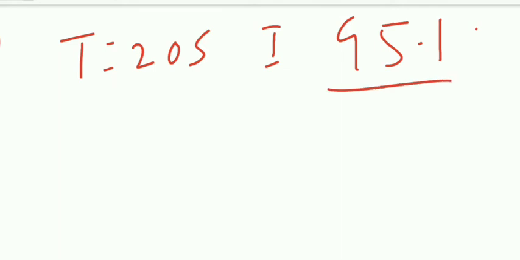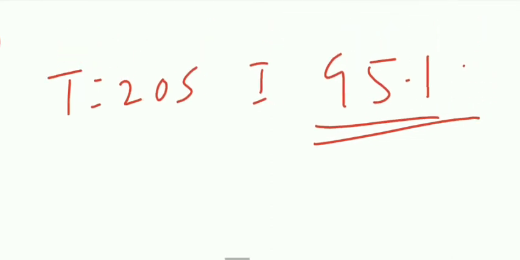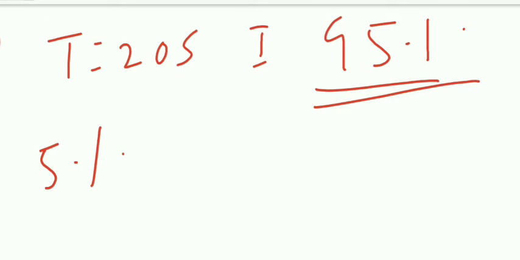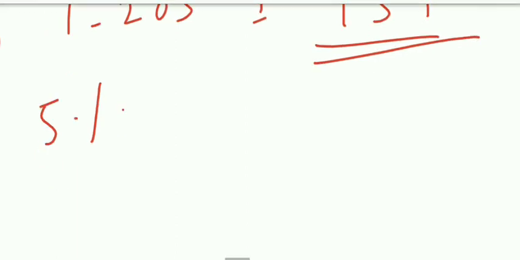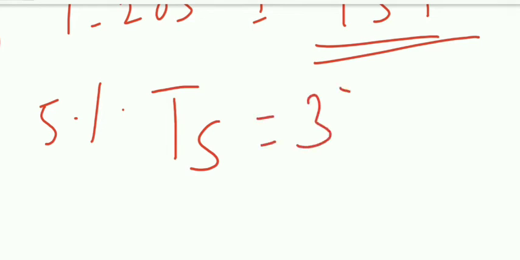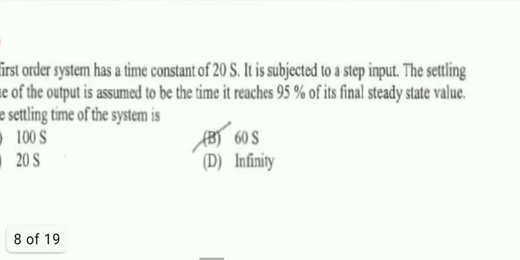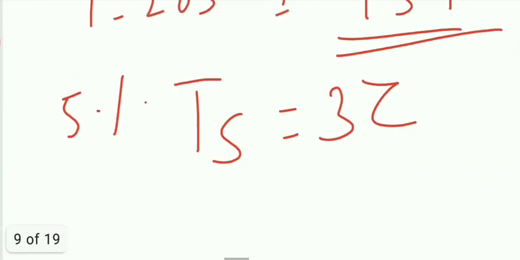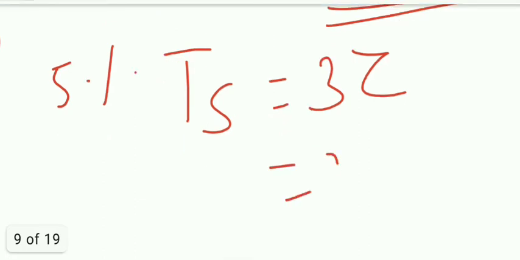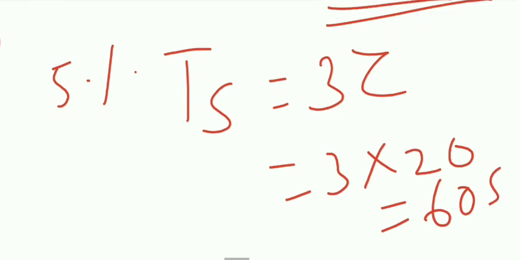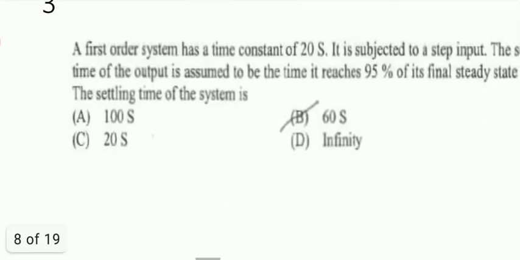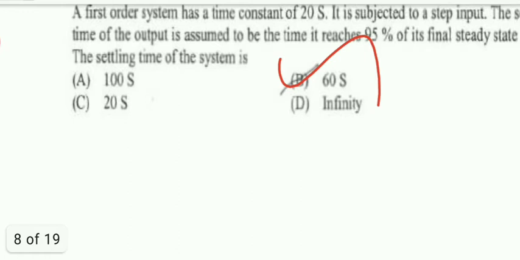For 95% the time it takes, right? So 5% tolerance is allowed. So for 5% tolerance, what they ask is the settling time. For 5% tolerance, settling time is 3 tau, 3 into the time constant. So what is the time constant they have given? 20. So settling time is 3 into 20, that is equal to 60 seconds. So the answer is 60 seconds. So option B is the right answer.